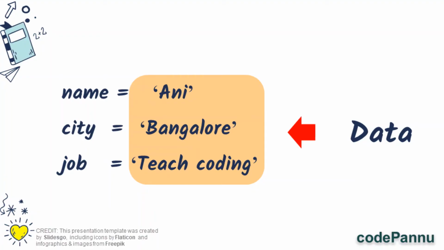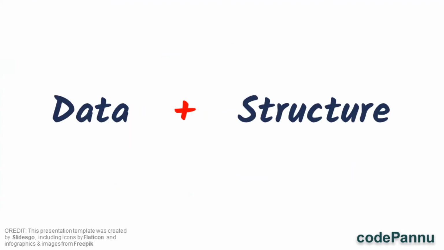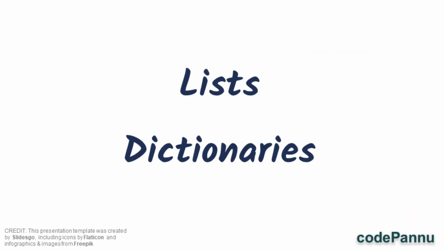Structure means format or arrangement. So data and structure together means a format to write the data. For example, writing data as a list is one way, writing data in table like this is another way, and there are many other ways too. In this level 2 course, we are going to learn two data structures in Python. First is list and second is dictionary. This week we will see list and next week we will see dictionaries.